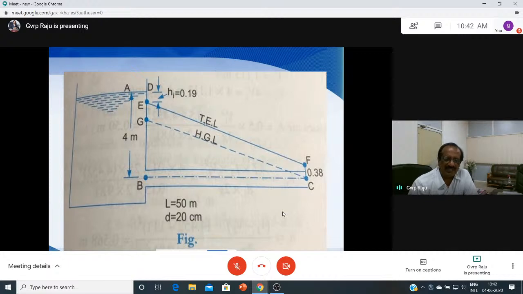This is the total energy line. Total energy is the sum of pressure head, velocity head and datum head, and the distance between these two is v square by 2g. Here is the entry loss, 0.5 v square by 2g, and here is the exit loss, v square by 2g, and in between is the friction loss.